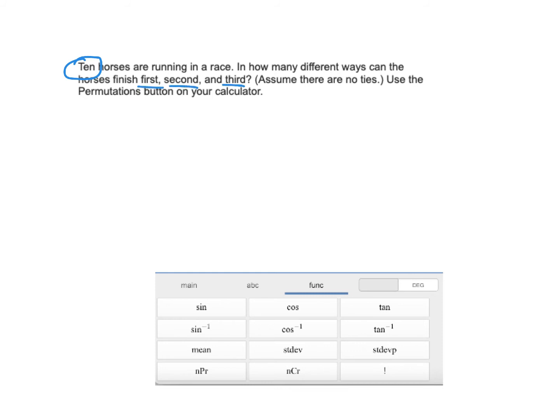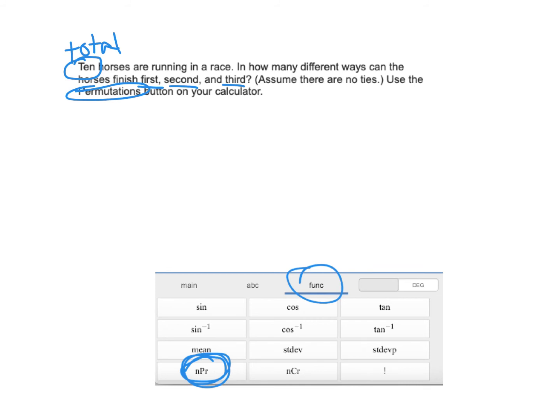Okay, so we have a total of 10. That order that we need to know is important because first has to come before second, has to come before third. So we are going to use a permutation. Okay, so again, we're going to go back into that functions. Make sure you're using the nPr. That P stands for permutation.